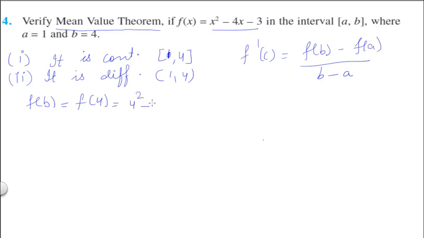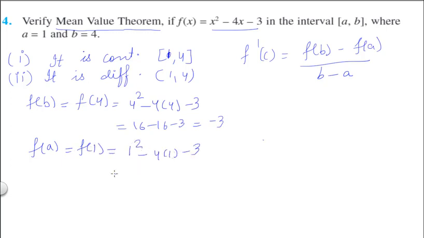Let us put 4 in the function given. 4 square minus 4 into 4 minus 3. So 16 minus 16 minus 3, we get minus 3 as the answer. Let us find f of a, that means f of 1, which will be 1 square minus 4 into 1 minus 3. So 1 minus 7, which is minus 6. We have f of b, f of a. Now find out f dash x. Differentiate the function given. 2x minus 4 we have.